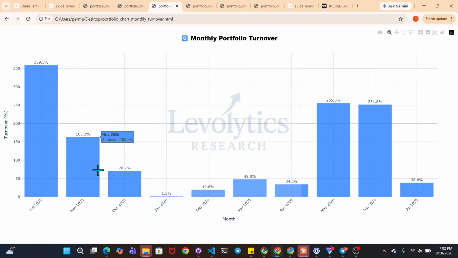Okay, so this shows the monthly portfolio turnover. And the way this is calculated, it calculates the 30-day volume for my account, right? All of my funds are traded on a crypto exchange and divided by the portfolio value. So if the value is 163% here for November 2025, what that tells you is that the total volume I traded over a 30-day span was 163% of the value of the portfolio, right? So higher values tell you I'm trading more, lower values tell you I'm not trading much, right?